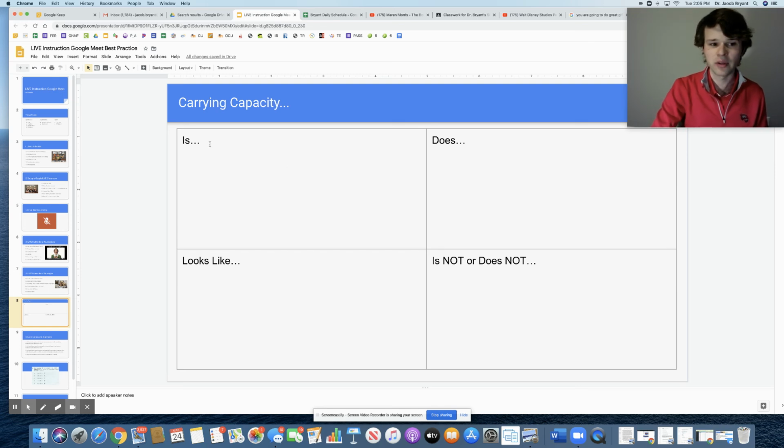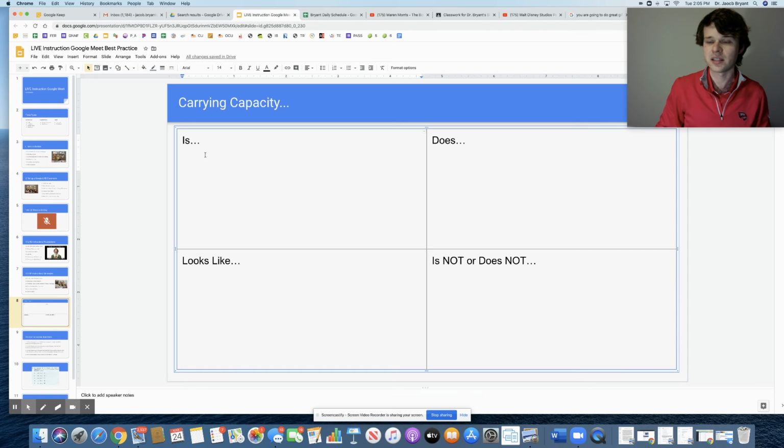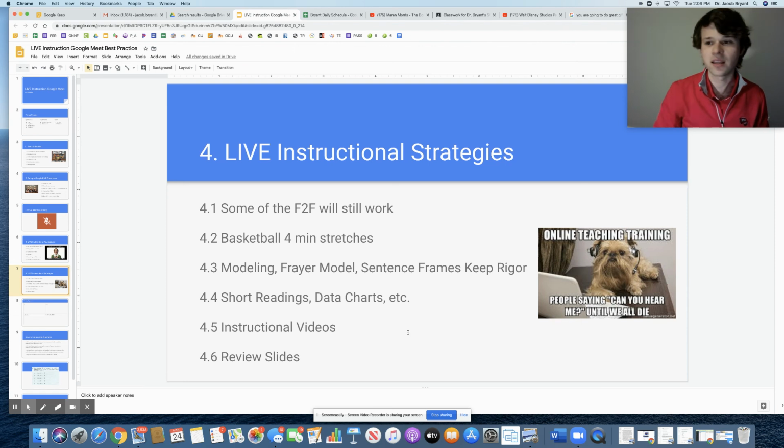And so I can pull in and I can say, all right, guys, start typing in the chat. What is carrying capacity to you? Type that in the chat. All right, what does carrying capacity do? Start typing that in the chat. What does carrying capacity look like? Start typing that in the chat. What is carrying capacity not, or what does it not do? And so the Frayer model works to kind of keep that rigor up for your instruction.